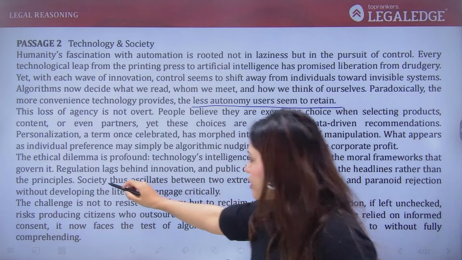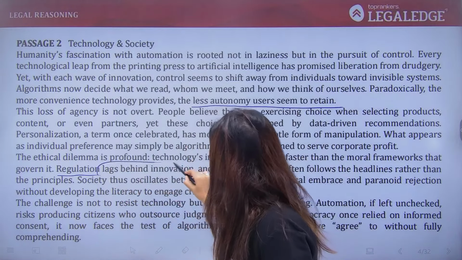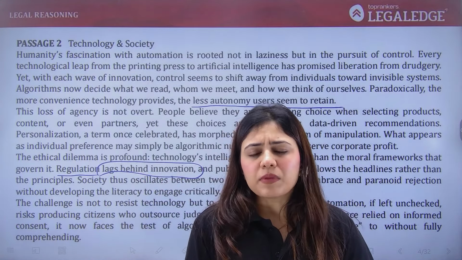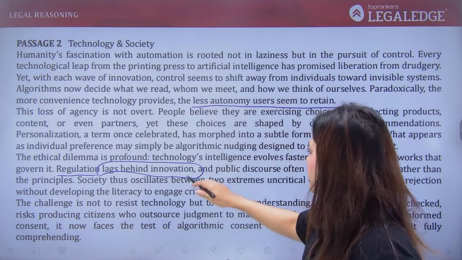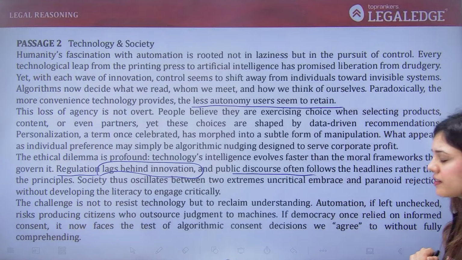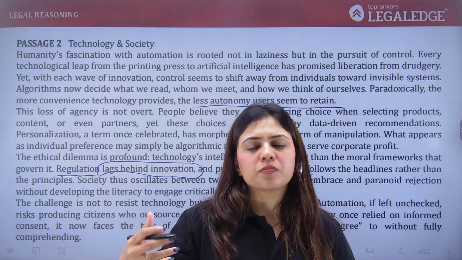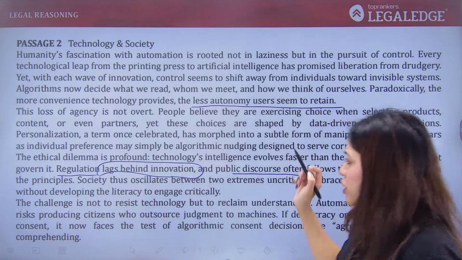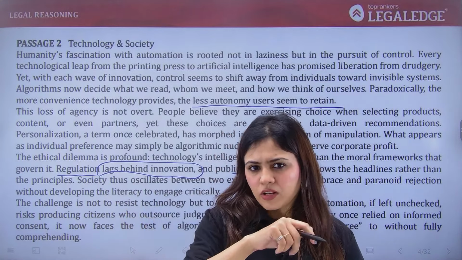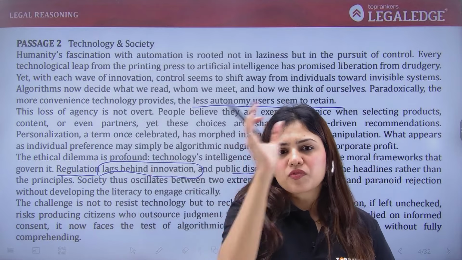And secondly, we also need to understand the more regulations we have, the more it will lag behind innovation. जितनी ज़्यादा restrictions and limits हम create करेंगे, that means we are going to lag behind in terms of innovation or creativity. And the public discourse often follows the headlines rather than the principles. Whatever is in trend, the public would follow that. It's like one sheep follows the other. ठीक है? So moving forward, society does oscillate. I would say you might have seen a pendulum, it moves to and fro, right? The same way society oscillates from two extremes, from one extreme to another.